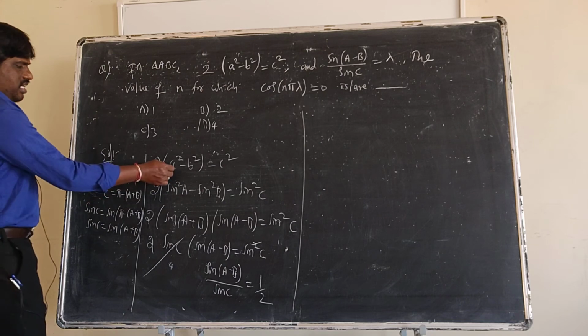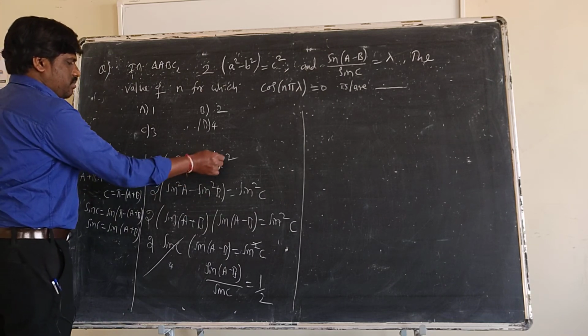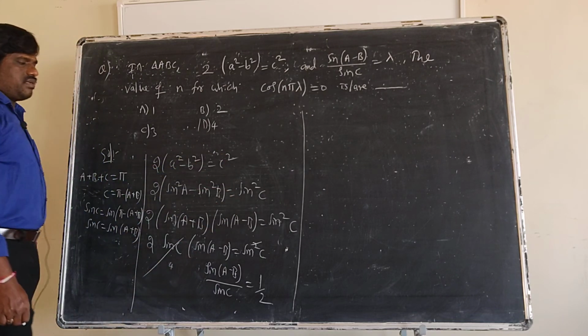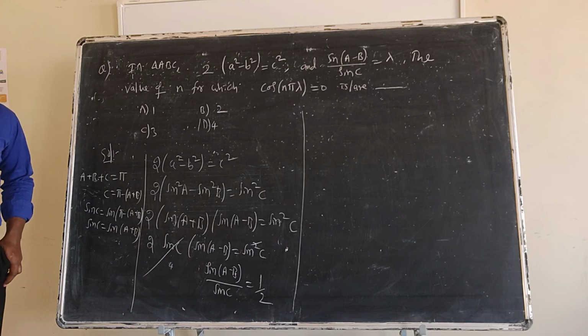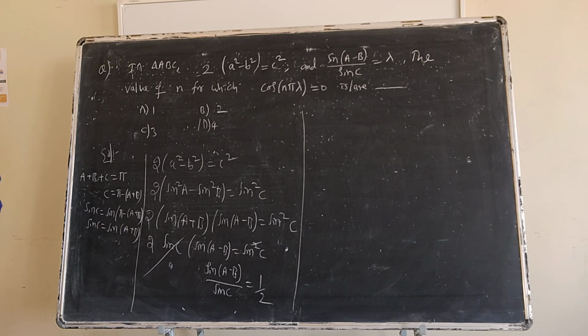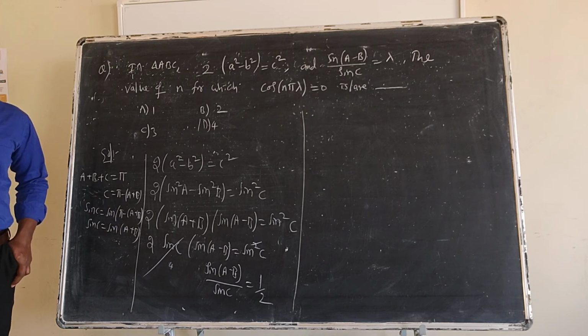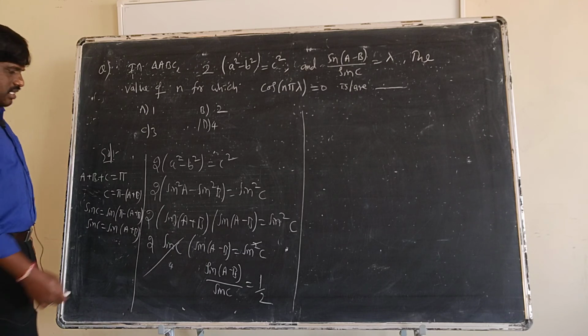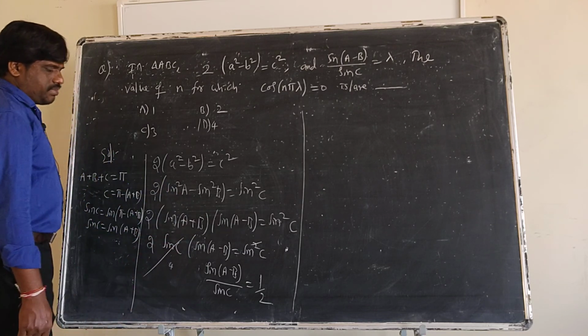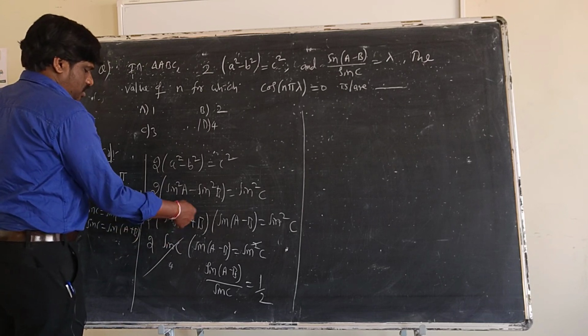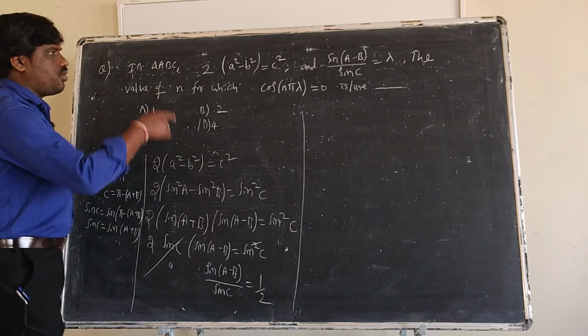I am getting 2, if I send it, 1 by 2. Are you getting here? A square value sine square a, b square value sine square b, c square value is the sine square c we wrote. Why? You know angles and sides conditions, right? A square equal to sine square a. B square equal to sine square b. C square equal to sine square c. So we used sine (a plus b) into sine (a minus b) here, and here I used sine c, cancel out, so you got this one.